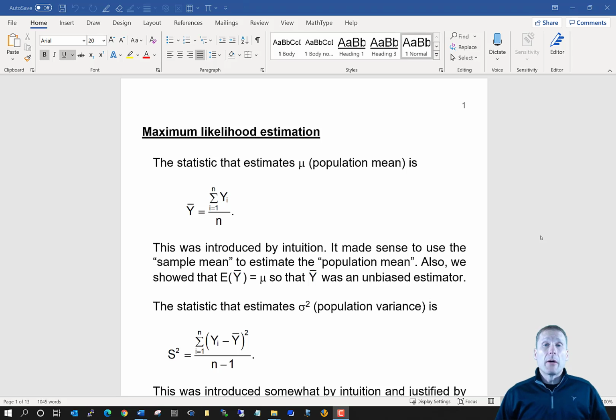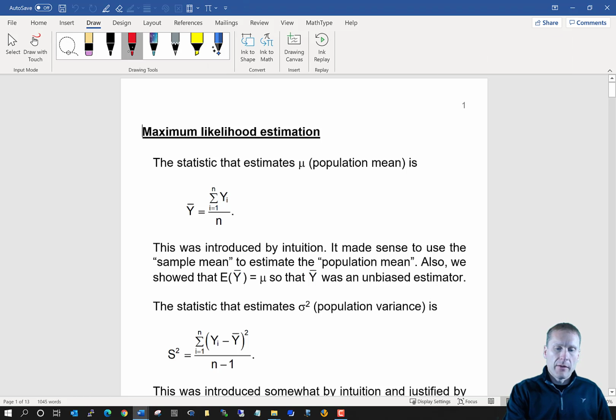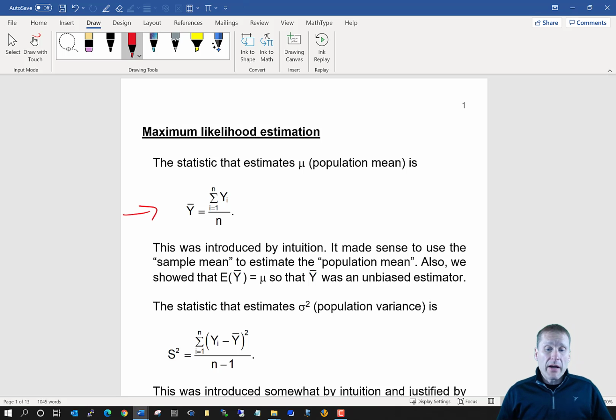Next, we're going to talk about maximum likelihood estimation. What this statistical method gives us is a general way to estimate parameters. So, for example, we've talked about a population mean, mu, a lot. And the statistic that we used to estimate it was a sample mean, denoted by y bar, equal to the sum of the y's over n.